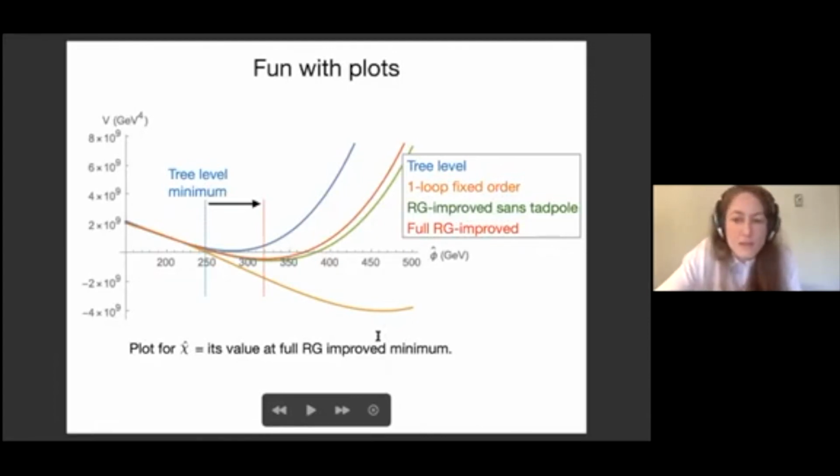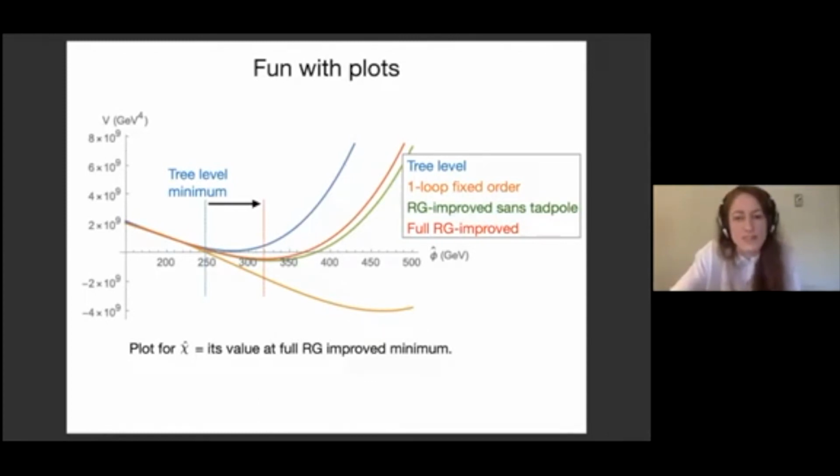And indeed, if I include the RG improvement, actually it shifts the minimum of the potential much closer back to the tree level minimum. So it still shifts the tree level minimum. The full RG improved minimum is now at, I forget, it's like 317 or something GeV. So it's still a shift from the tree level minimum, but it brought it back closer to the tree level minimum as opposed to the less reliable one loop fixed order answer. So there's some noticeable effect here from resumming these logs.